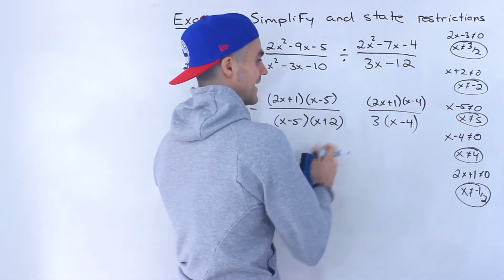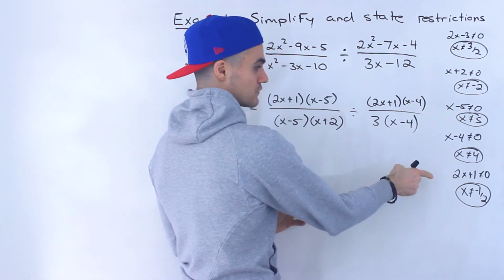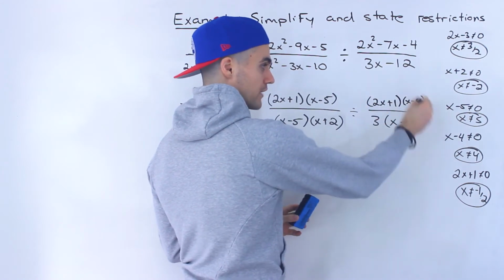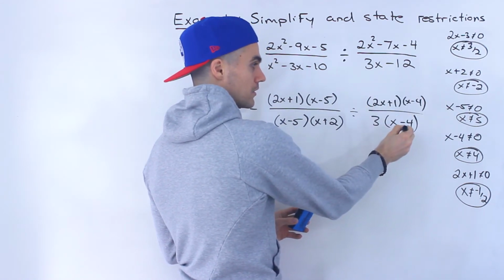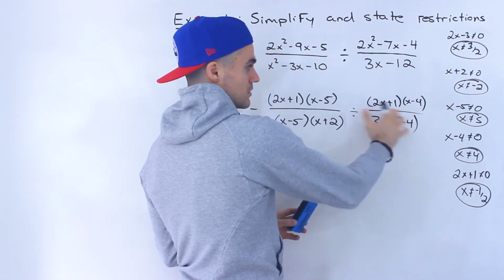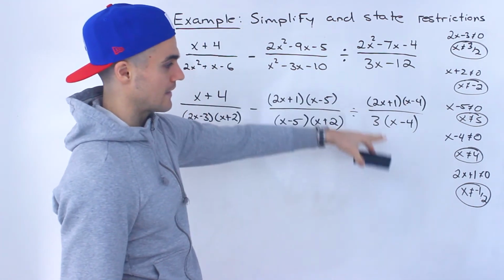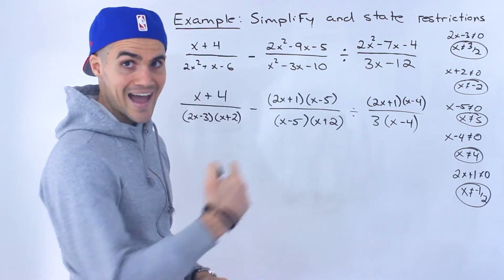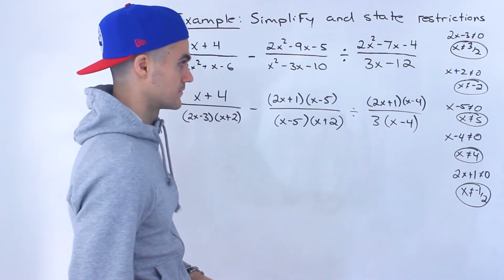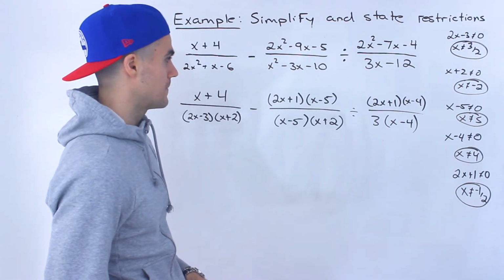But because we're dividing, an x value of negative 1 over 2 is going to make this whole thing 0. 0 divided by a number is going to be 0. This whole thing is going to be 0, and we can't divide by 0. So we do have to add that 2x plus 1 as a restriction, right? So just be careful with that.